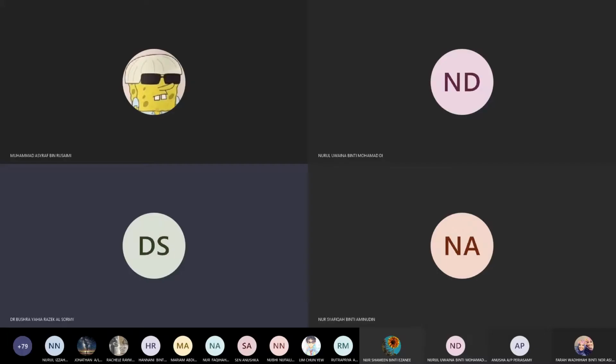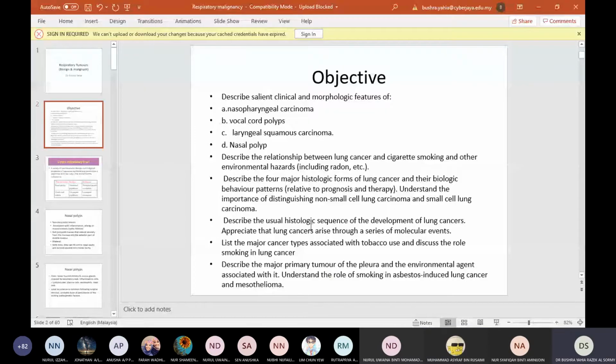including radon. Describe the 4 major histological forms of lung cancer and their biological behavior pattern relative to prognosis and therapy. Understanding the importance of distinguishing non-small cell carcinoma and small cell lung carcinoma.